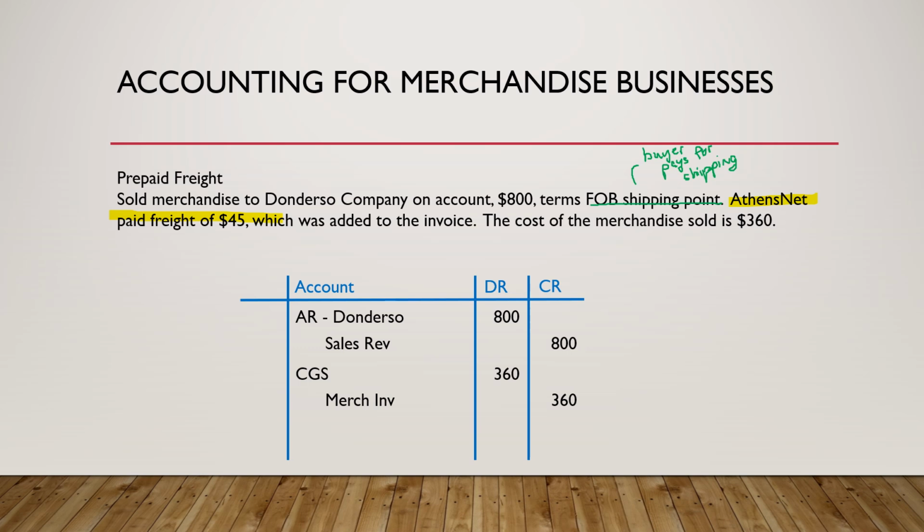How does the seller record prepaid freight? It will credit cash for the amount disbursed to the delivery company and debit AR, indicating that it will receive this money from the buyer, the reimbursement, when the buyer pays its amount owed.